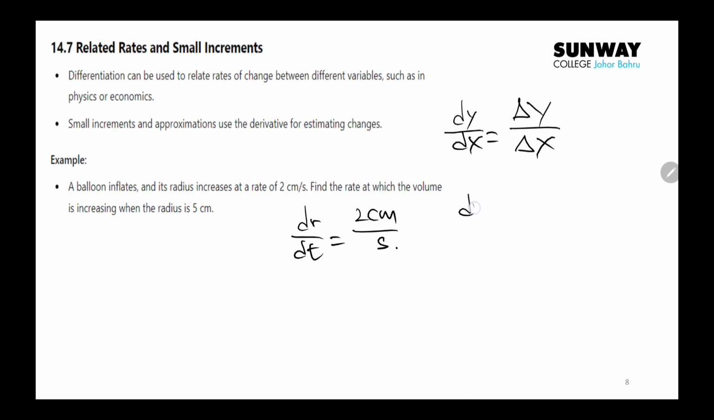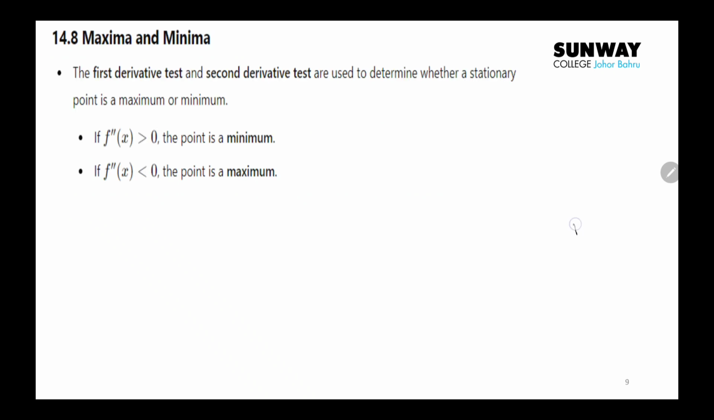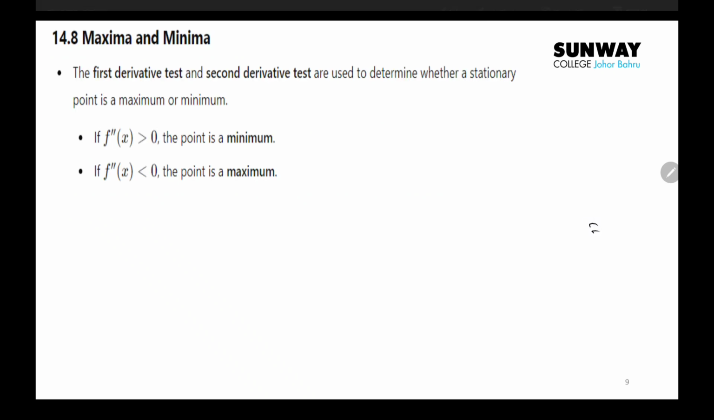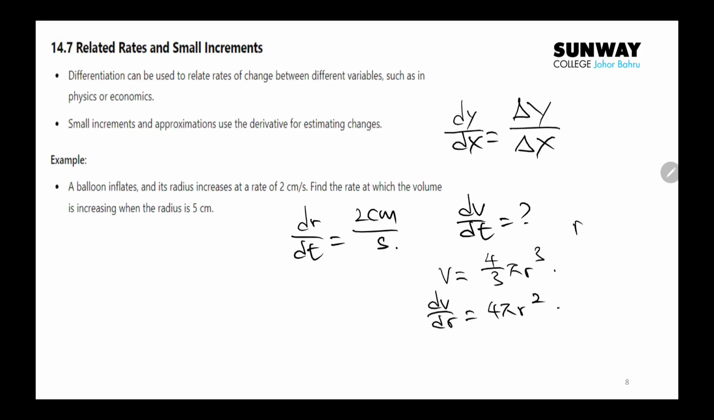We would like to figure out dV/dt. The balloon is considered a sphere, so V is 4/3 pi r to the power of 3. dV/dr is equivalent to 4 pi r squared. The radius is 5.